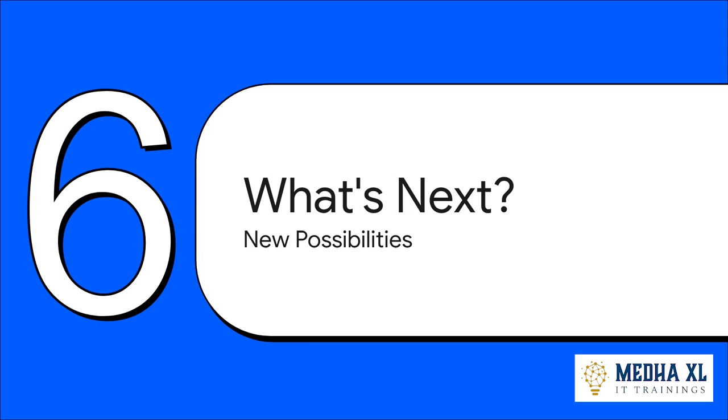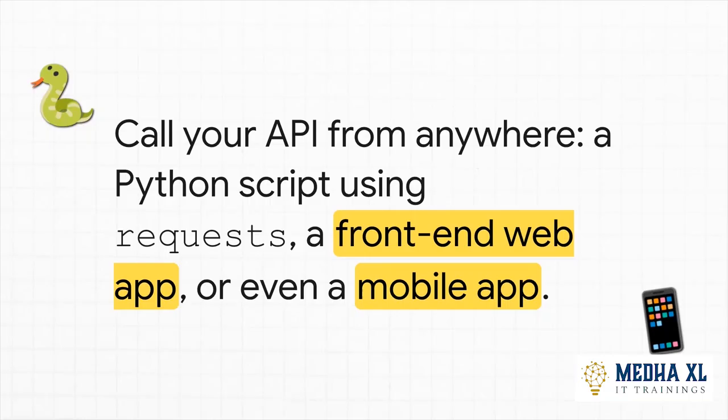Okay, so you've built this awesome tool, but what now? What's the point? Let's talk about what this actually unlocks for you in the real world. The real beauty here is just how versatile this is. Your Django backend can now talk to anything. You could write a little Python script to interact with it. You could build a gorgeous front end with something like React or Vue. You could even build a mobile app. All of them can now use this one API to get and manage all your data.